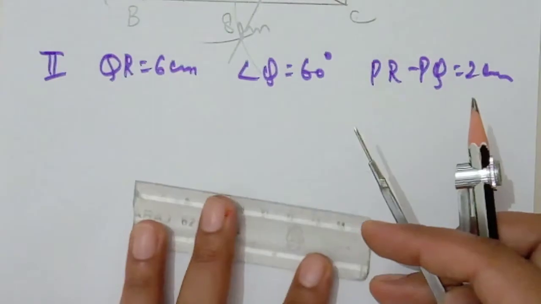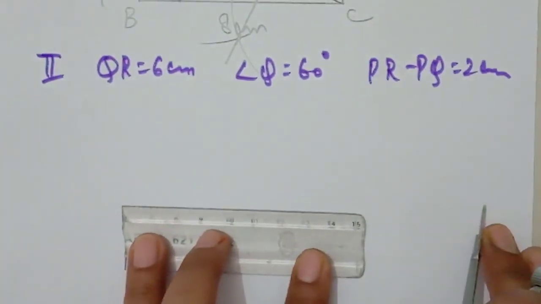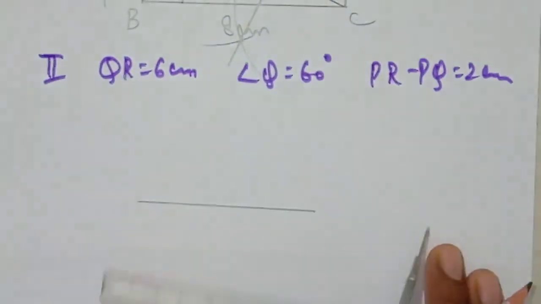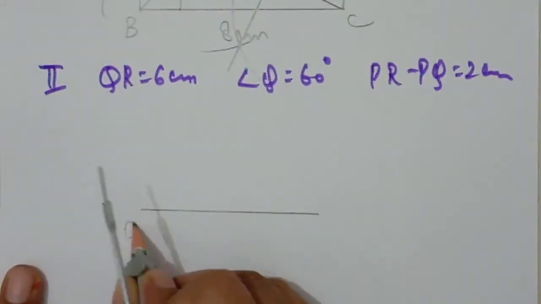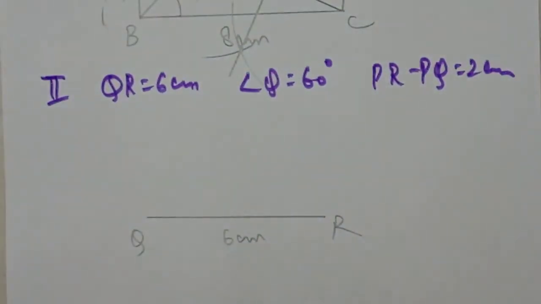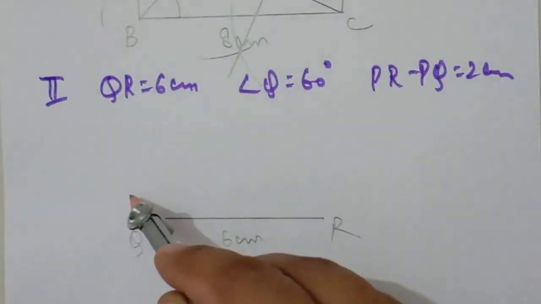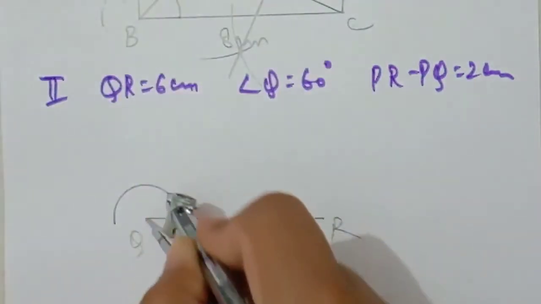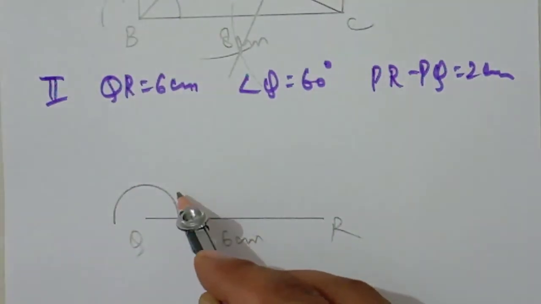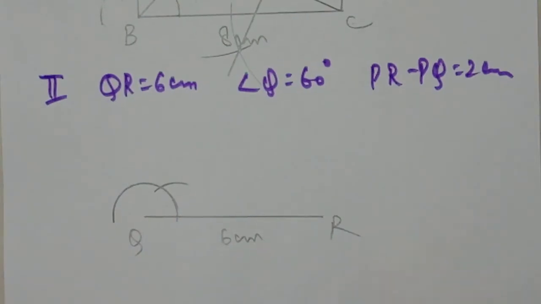Then how will we draw it? So pay attention here. We will take QR as 6 centimeter. Now students, we have to make the given base angle, which is 60 degree. You know very well that it is very easy to make a 60-degree angle.